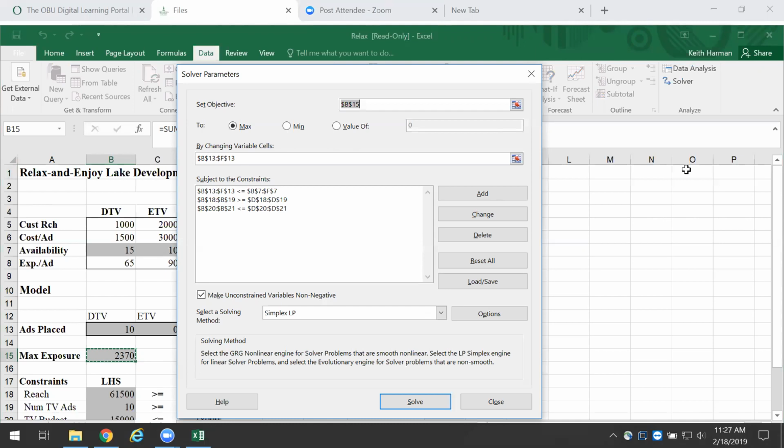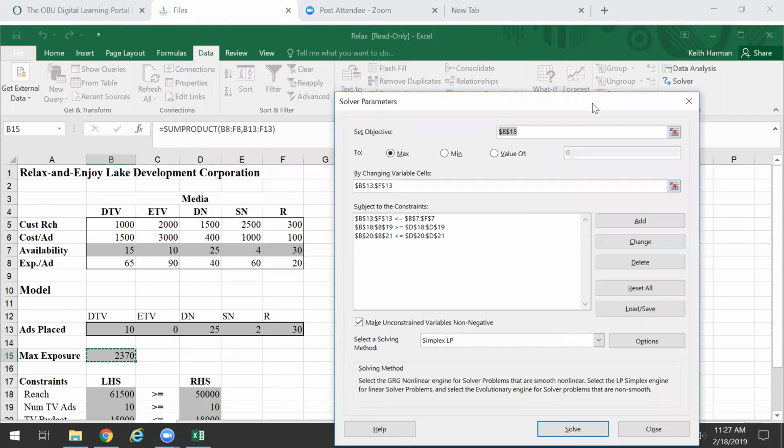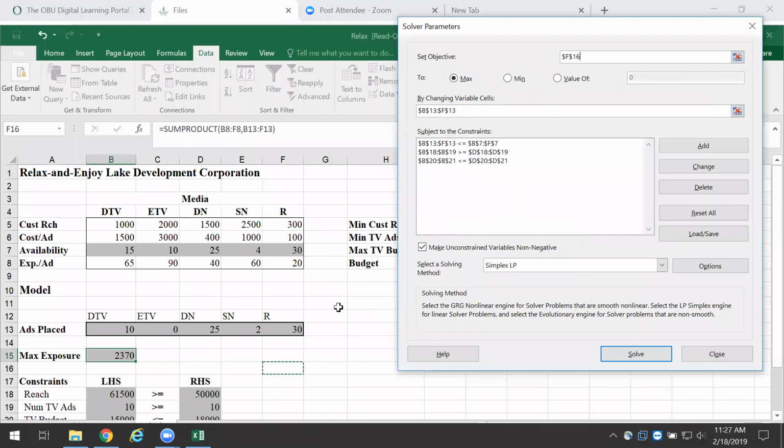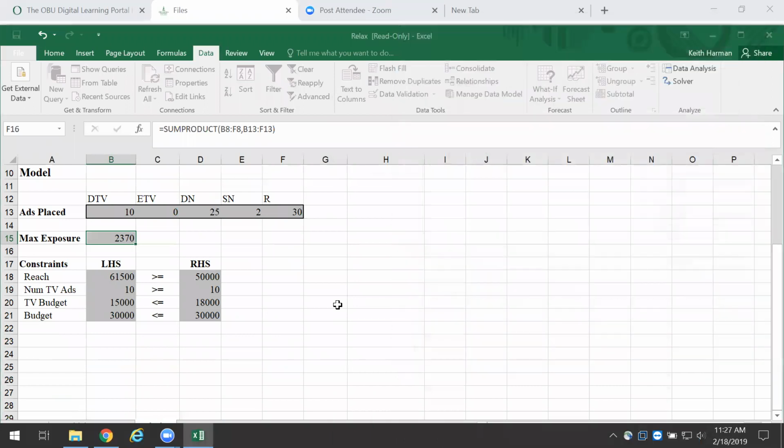Okay. Now, if you flow down to the next step, we're talking about changing the variable cells, and those are B13 through F13. So they're talking about the ad placements we're operating on. Then we have some constraints, based upon the amount of money we have, as you scroll down here. We have some constraints on that.